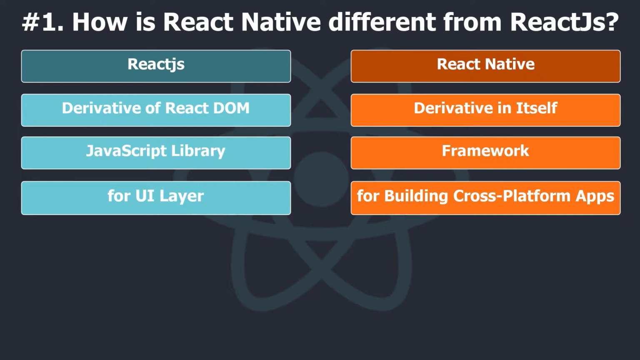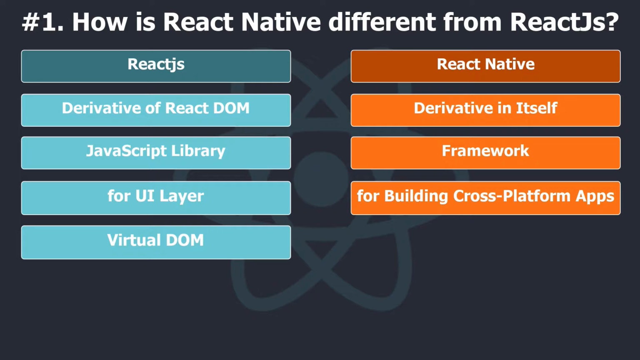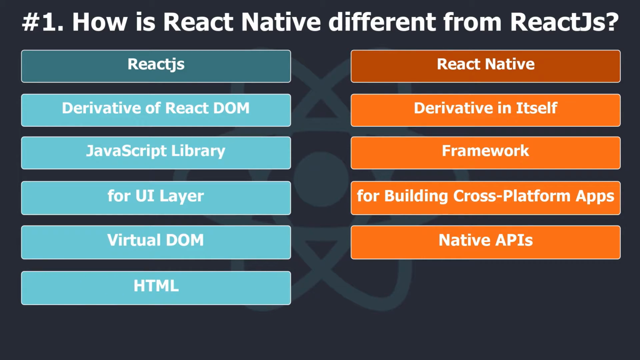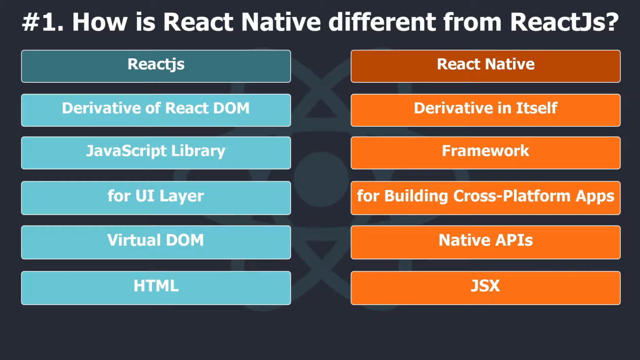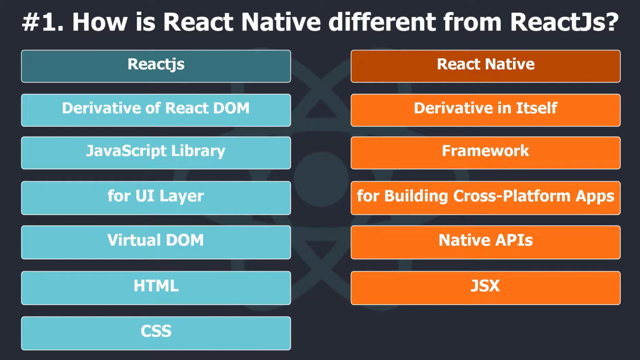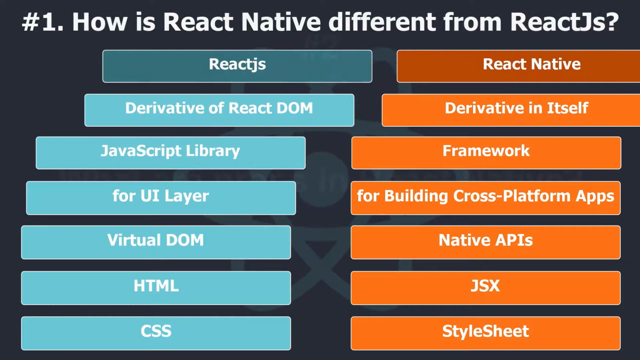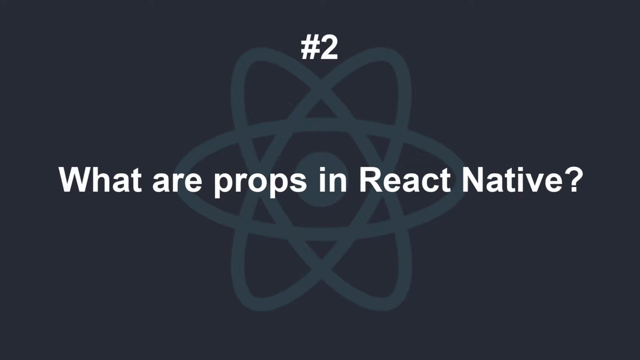In React.js, Virtual DOM is used to render browser code, while in React Native, native APIs are used to render components in mobile. The apps developed with React.js render HTML in UI, while React Native uses JSX for rendering UI, which is nothing but JavaScript. CSS is used for creating styling in React.js, while a style sheet is used for styling in React Native.